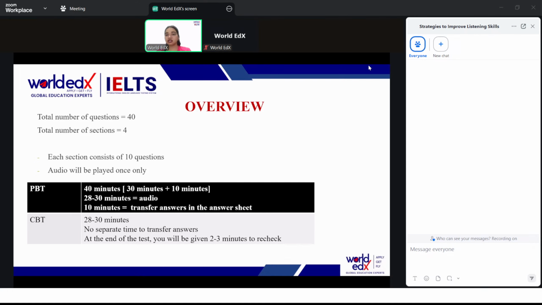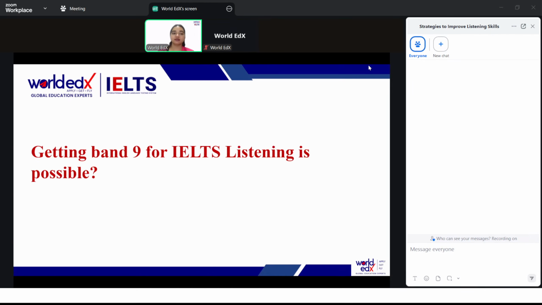The computer-based test is done, of course, on a computer. So you do not get any separate time to transfer any answer anywhere, because you will be typing simultaneously as you hear the answers. So the test gets over within 30 minutes, and it includes 1 or 2 or even 3 minutes that is given to you to check your answers. So in the pen and paper test, you get 10 minutes to transfer the answers. In computer based, you get 2 to 3 minutes to check your answers. However, you are not required to transfer any information anywhere, because you will be typing the answers simultaneously.